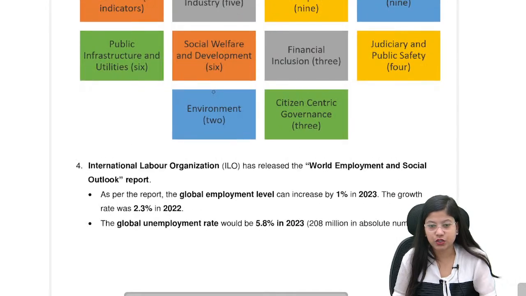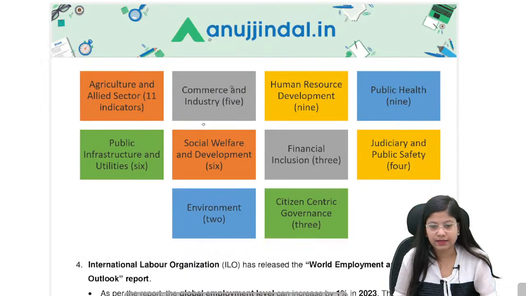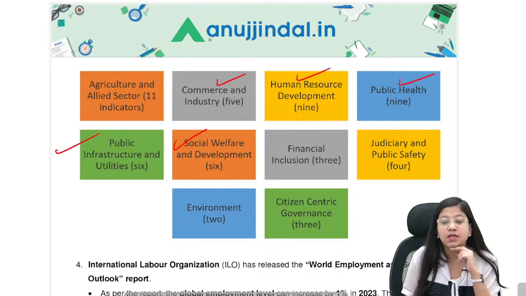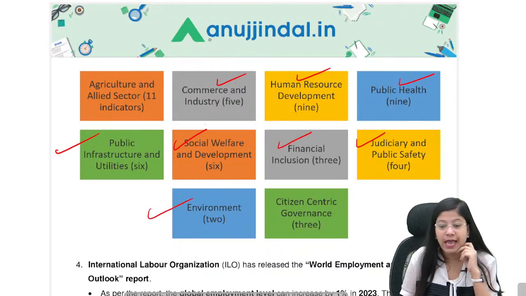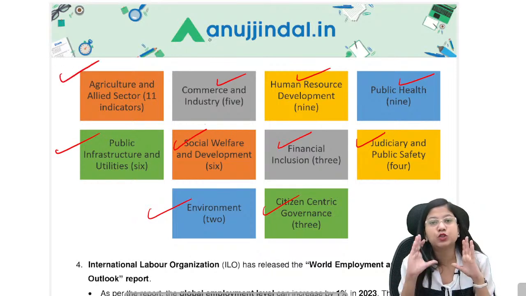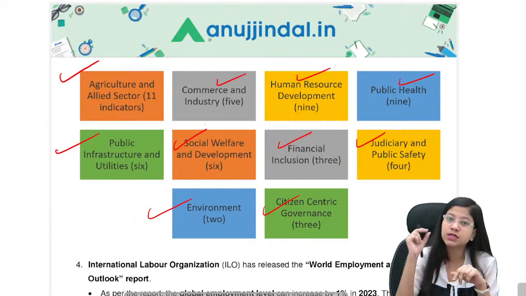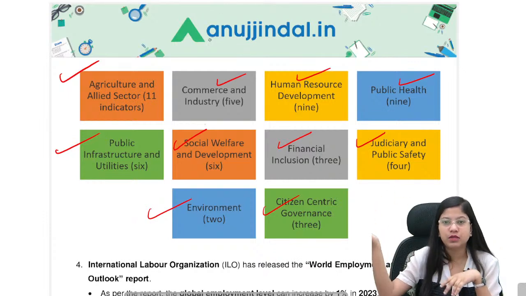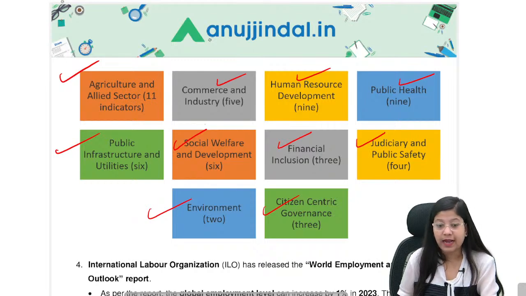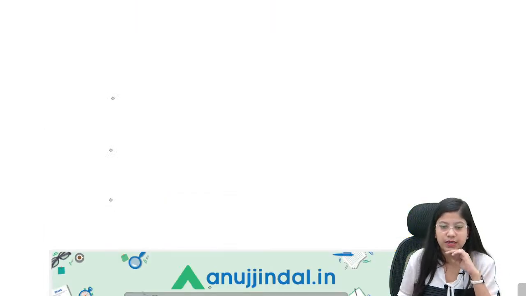Agriculture and allied sector, commerce and industry, human resource development, public health, public infrastructure utilities, social welfare and development, financial inclusion, judiciary and public safety, environment, citizen-centric governance. These are the major 10 sectors which all of you should remember. Why? Because they are picked up directly from the State Good Governance Index. And do remember the sectors remain the same in the Gujarat and Arunachal Pradesh Index also.